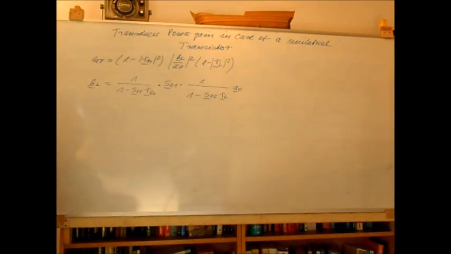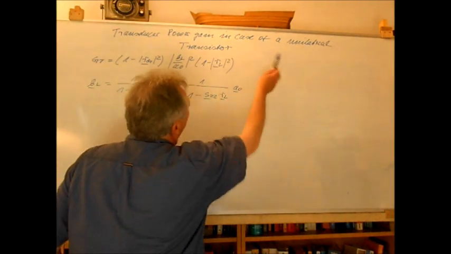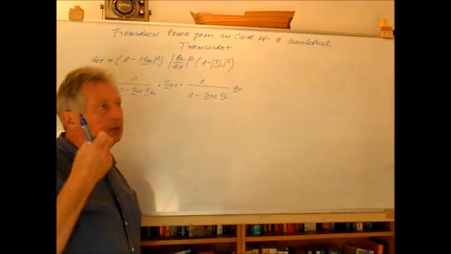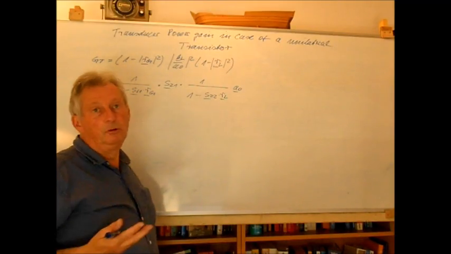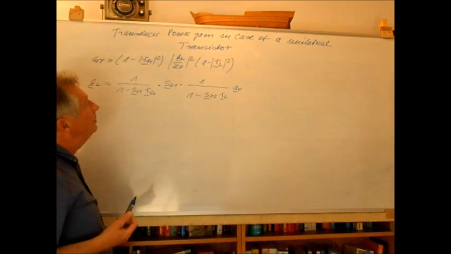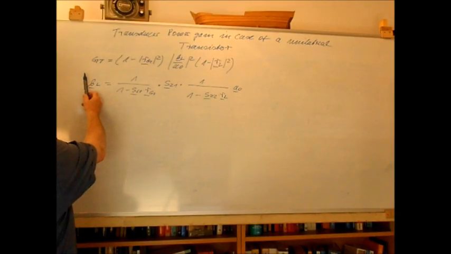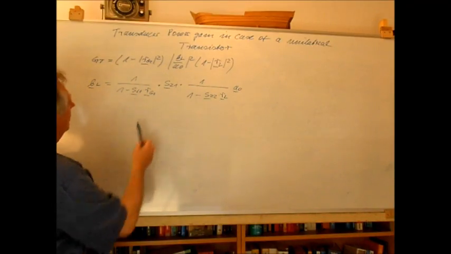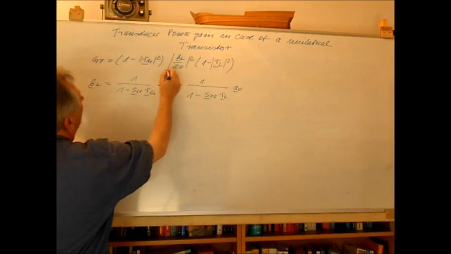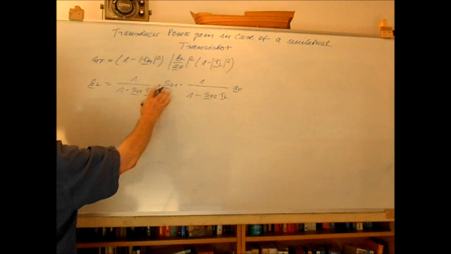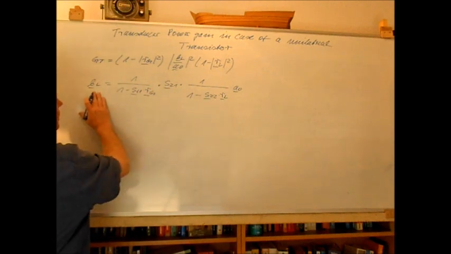Now I want to go on and study the so-called transducer power gain in the case of a unilateral transistor, which in principle is an ideal transistor. In reality, a unilateral transistor does not exist, but it's a very interesting ideal case. So we found for the transducer power gain this expression, and here we had to calculate BL over A naught. And in the case of a unilateral transistor, we get this expression for BL over A naught.